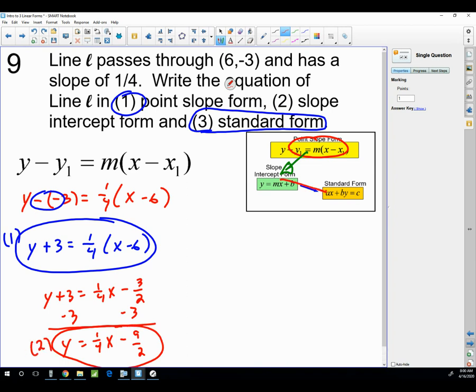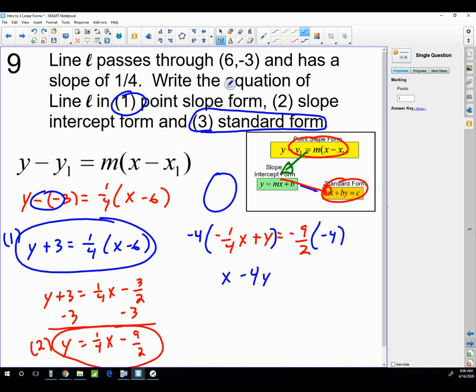All right, and then we do that part of the path. I'm just going to move that 1/4 over and write it as -1/4 x plus y equals -9/2. Well, that's not in standard form because this is not positive and it's not an integer. So we're going to multiply both sides by -4, which we can all do. And that would be positive x minus 4y equals positive 18. And that's what I want right there at Socrative, the answer to part 3.